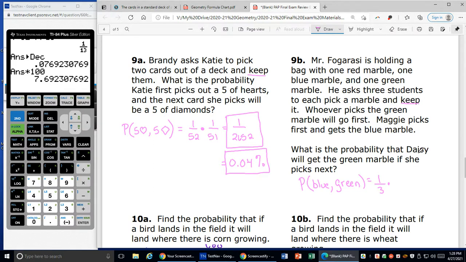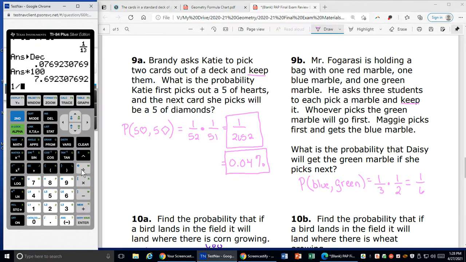So now Daisy's going to pick, and she wants a green marble. There is 1 green marble, but now there's only 2 marbles left in the bag. So my probability is 1 times 1, and then 3 times 2. So 1/6, times 100, 16.7%.